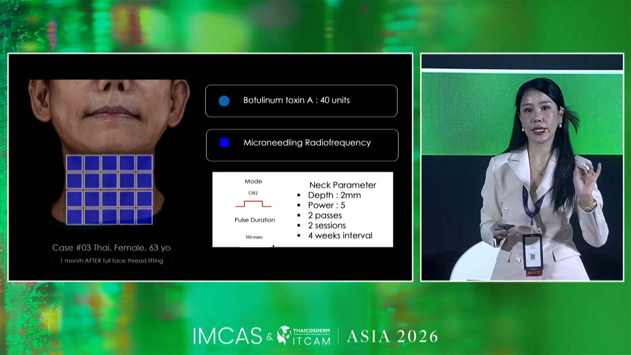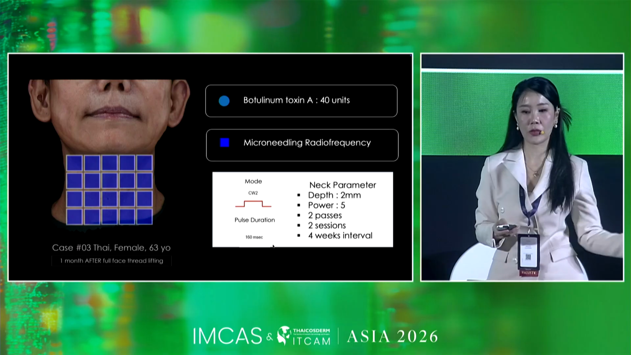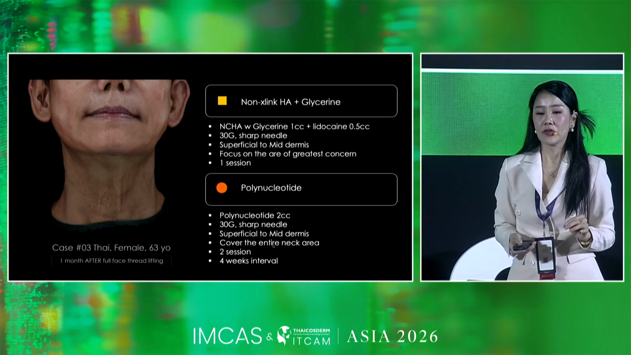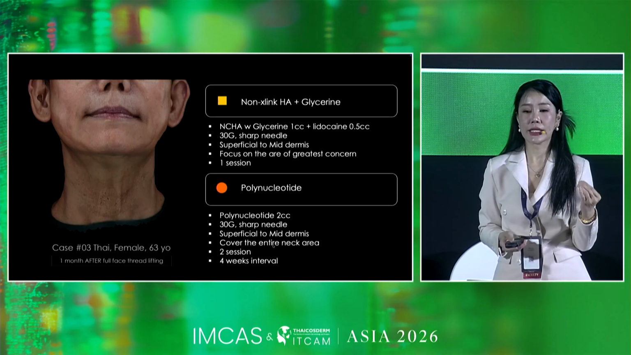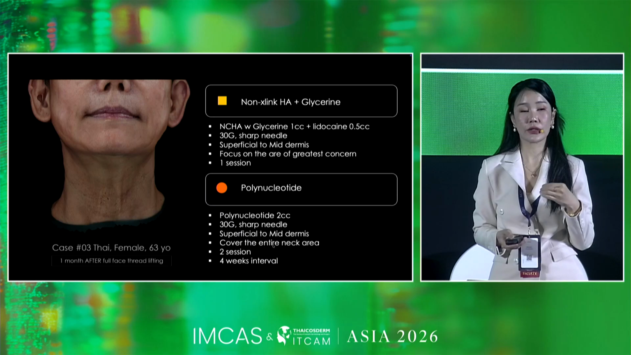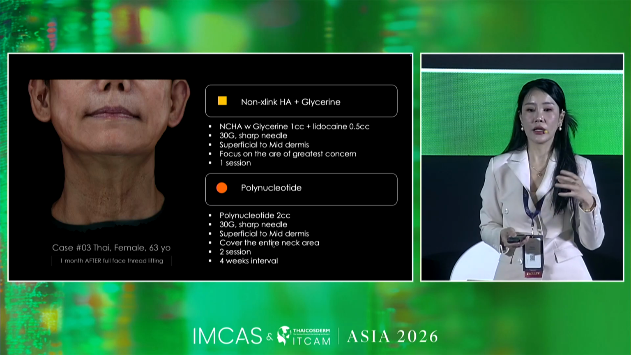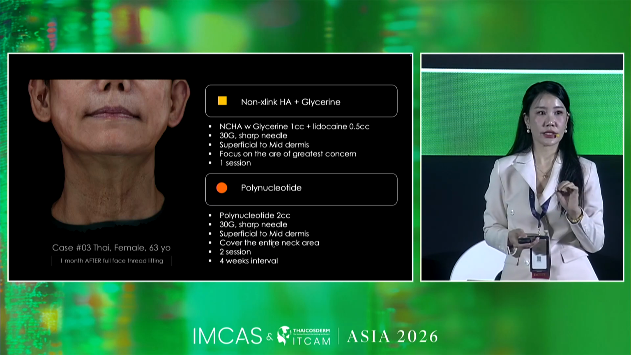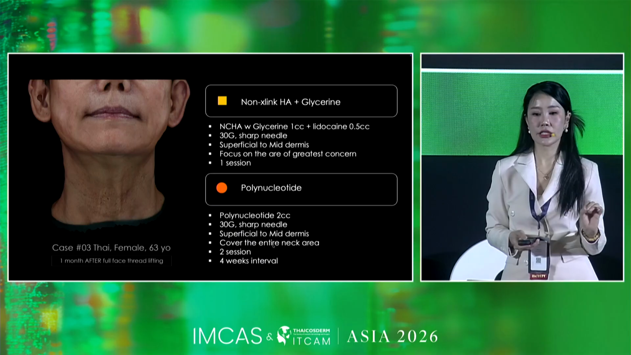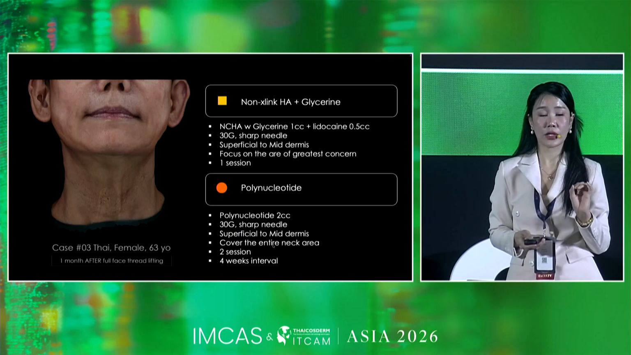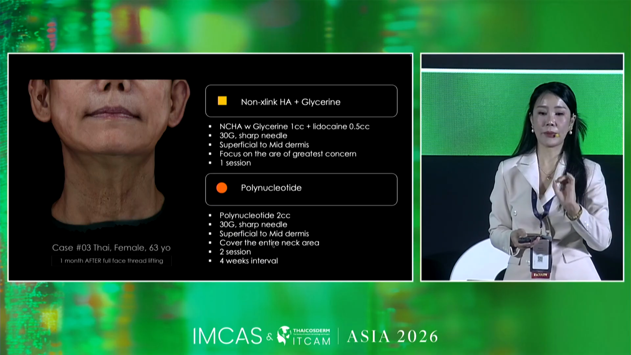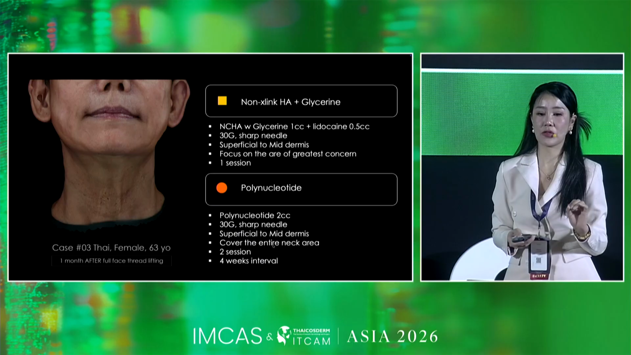because this patient has thinner skin than the previous patient. And for non-cross-linked HA plus glycerin and polynucleotide, I use a sharp needle. Non-cross-linked HA plus glycerin, I do only one single session. Polynucleotide, I just appoint my patient to come back at a 4-week interval.